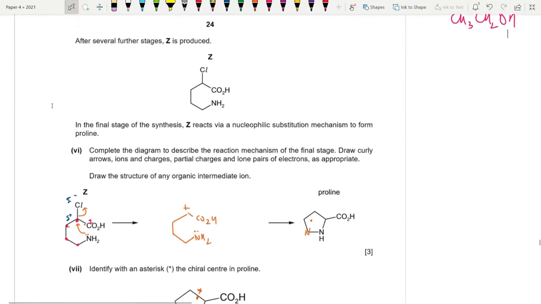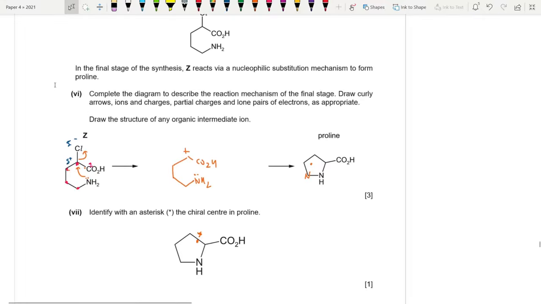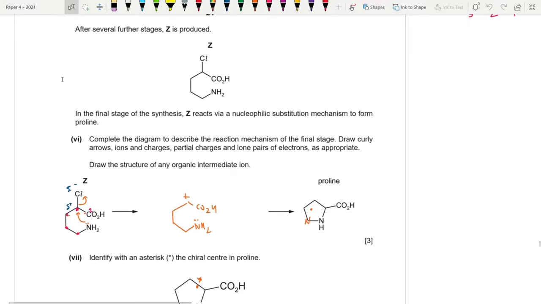After several stages, Z is produced. Okay, cool. In the final stage of synthesis, Z reacts via nucleophilic substitution mechanism to form proline. Complete the diagram to describe the reaction mechanism of the final stage. Draw curly arrows, ions and charges, partial charges, and lone pairs of electrons as appropriate. Draw the structure of any organic intermediate ion. Come on, check this out.